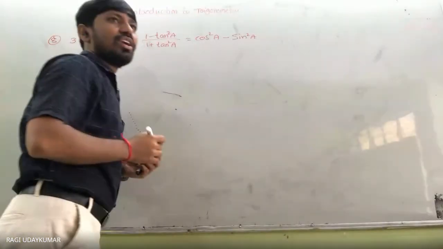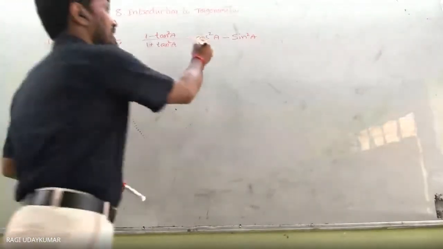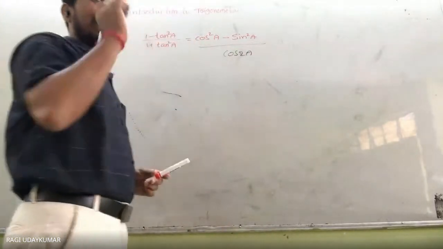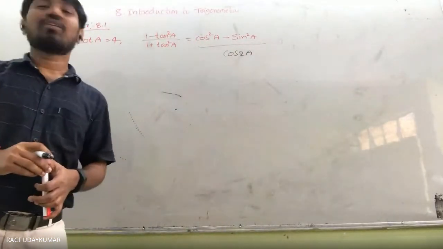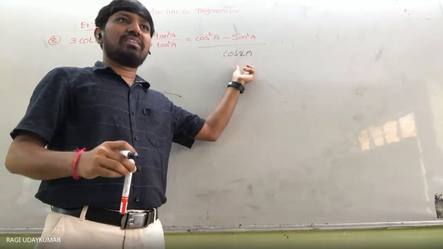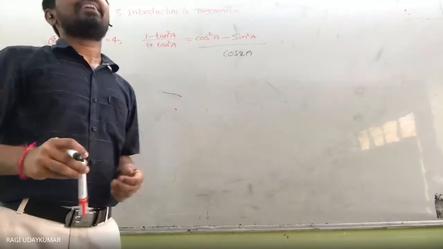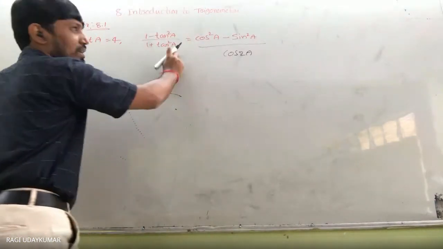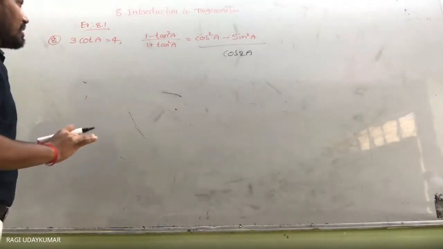In the future, you are going to learn cos square A minus sin square A is equal to cos 2A. In 11th class, you are going to learn. This is called cos 2A. Okay, in 11th class you will learn. You can also remember this identity: cos square A minus sin square A equal to 1 minus tan square A by 1 plus tan square A. How to find this out?